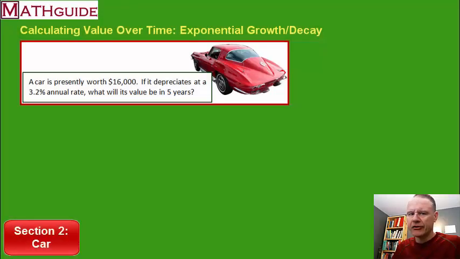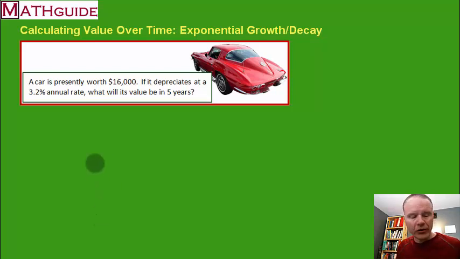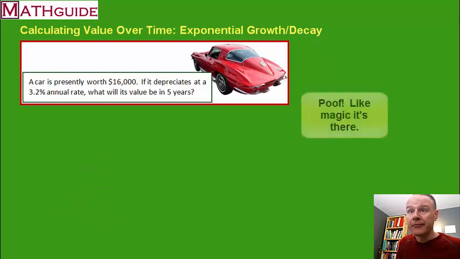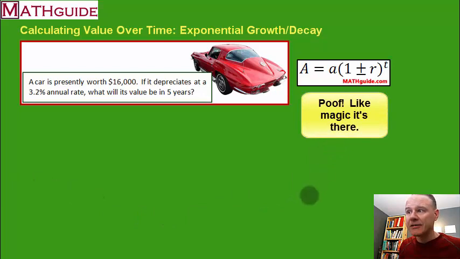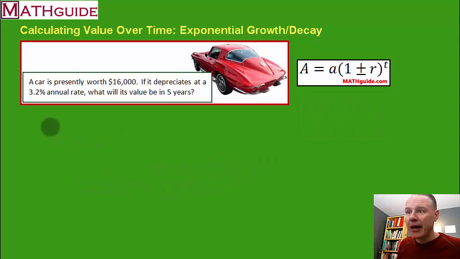All right, so here's our first example. We're dealing with a car that is presently worth $16,000. If it depreciates at a 3.2% annual rate, what is its value in 5 years? Okay, so what you're going to do is, of course, toss this into a formula. If I have this formula, I'm going to plug in some numbers in there and see what happens.